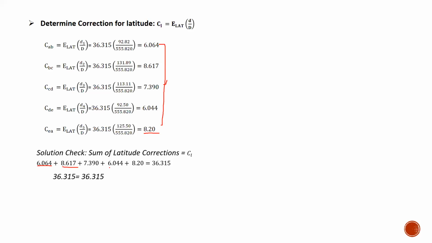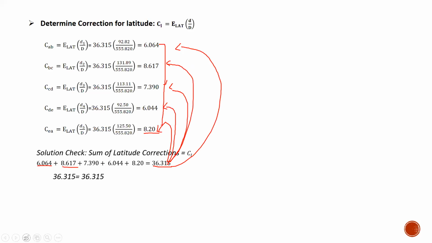If we add that one, it should be equal to 36.315, kasi yun yung total error natin. And that total error is distributed in each courses. So, dapat yung pag-distribute natin or yung hatian, dapat equal rin dun sa kung ilan yung hinatian nila. Okay? It should be equal.